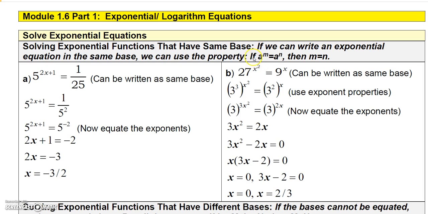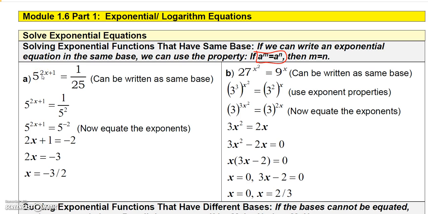It turns out that if you say a to the m is equal to a to the n, where these two bases are the same, then the two exponents must be equal. So let me show you an example of that.